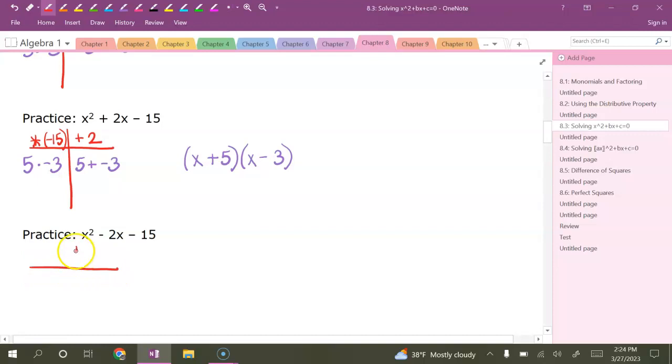And for our last situation here, we should multiply to a negative 15, this time add to a negative 2. So this is almost identical to the problem that we saw up there. It's just we have 2 negative signs instead. This is that last case we talked about. This time, instead of the 3 being negative, the 5 needs to be negative. That way when I add these 2 factors together, I get that negative 2. So I would have written this x minus 5 and x plus 3.